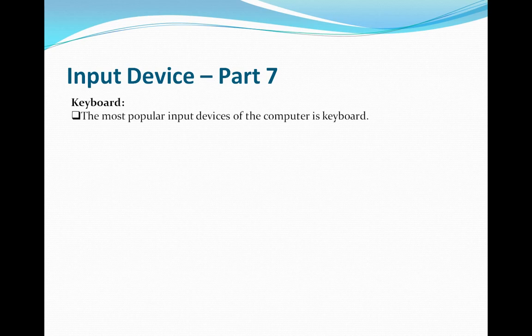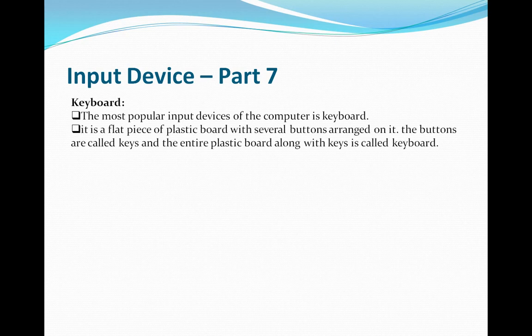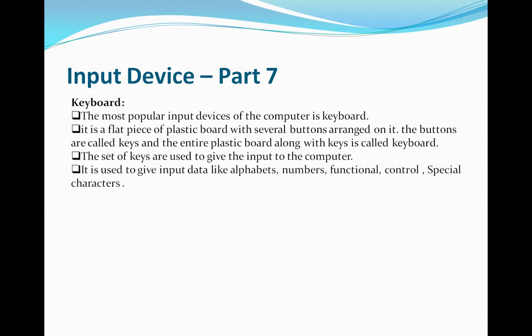The first that comes into the picture is the keyboard. The most popular input device of the computer is the keyboard. It is used worldwide, and every computer is connected with a keyboard. Without a keyboard you can work, but a keyboard is mandatory in order to enter text. It is a flat piece of plastic board with several buttons arranged on it. The buttons are called keys, and the plastic board along with the keys is called a keyboard. The set of keys is used to give input to the computer. It is used to give input data like alphabets, numbers, function keys, control keys, special characters, and so on.